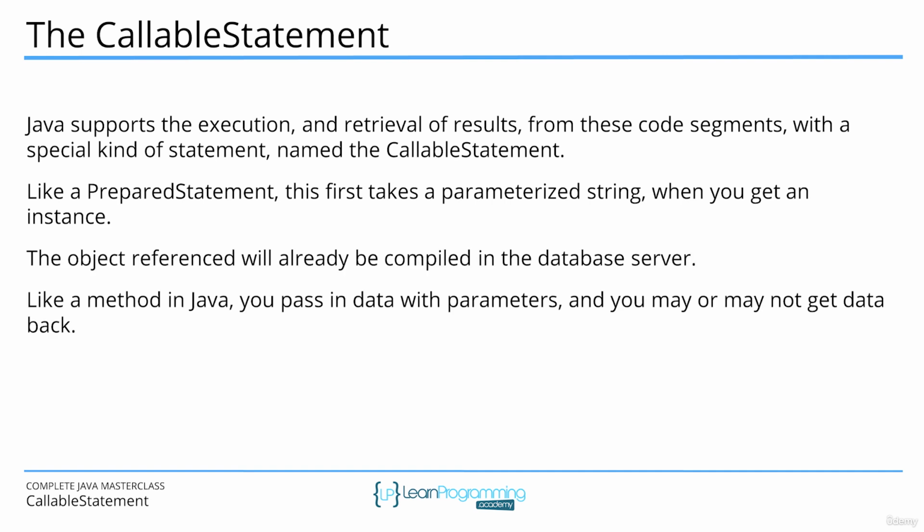Like a method in Java, you pass in data with parameters and you may or may not get data back. Depending on your database, the data coming back might be a result returned from a function, or it could be returned with declared output parameters. Some databases also support a hybrid parameter, an input-output parameter, which lets you pass data which may be modified by the procedure and passed back. I'll explain these parameters a bit more later as we explore how to use the callable statement. First, we need access to one.